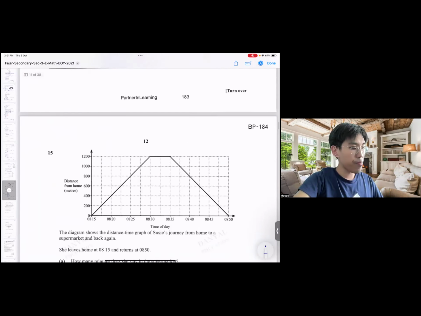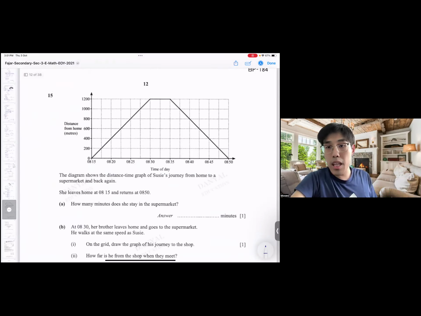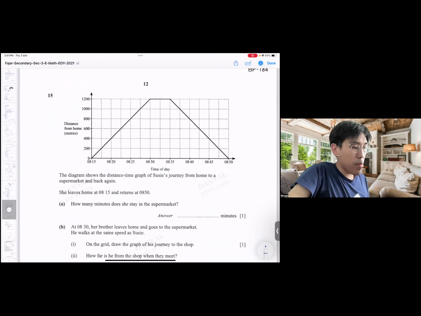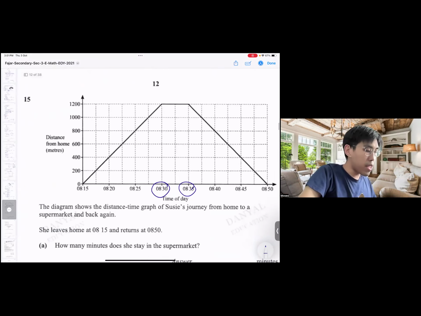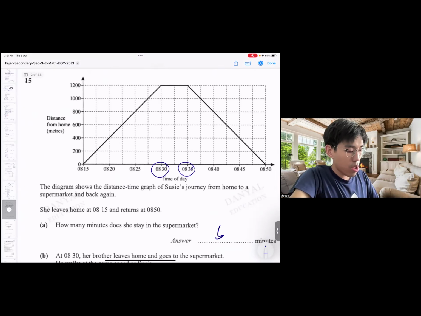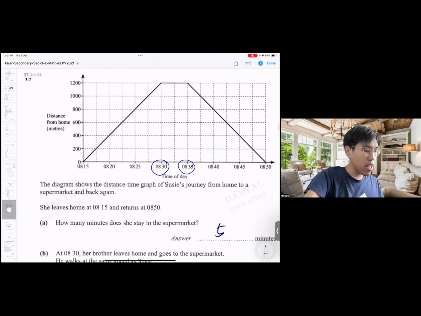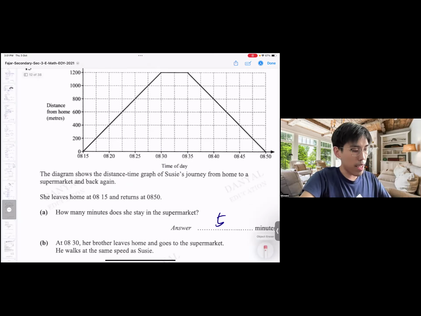Okay, next. A bit of kinematics as well. Speed-time graph, distance graph, and all this stuff. This one is just an application of your straight line and coordinate geometry. It's the same thing anyway. How many minutes does he stay in the supermarket? Just see from here, 8:30 to 8:35. Spends 5 minutes only. Okay, 5 minutes.